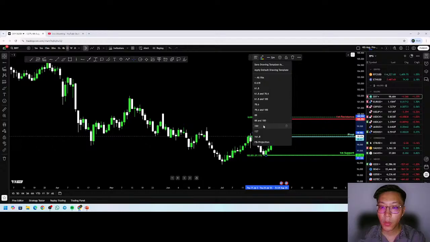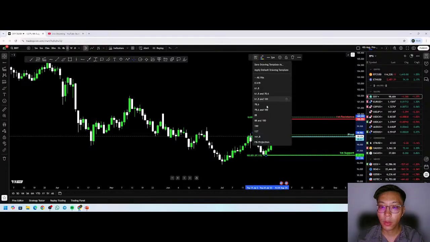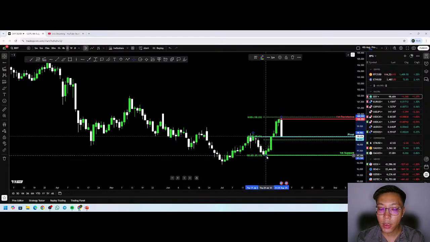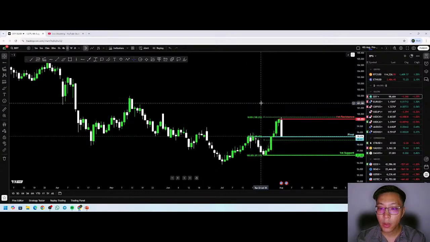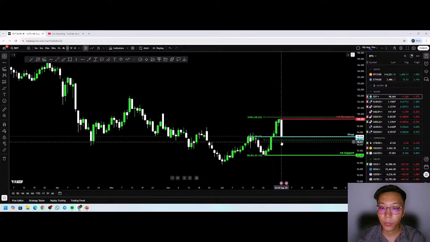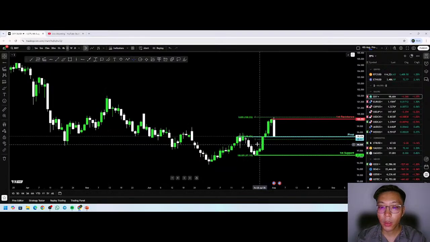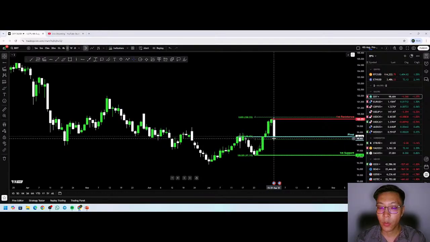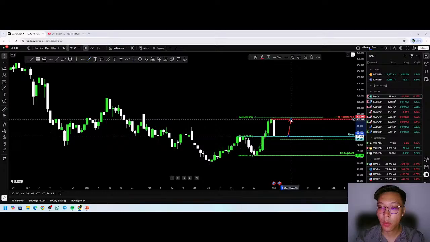Okay, wait, let me see. Oops, 78.6. Okay, so you can see right here we could potentially see price reacting off this level, because we have our 100% Fibo projection as well as our 50% Fibo retracement level over here. Alright, so we shall label this as our bullish confluence.